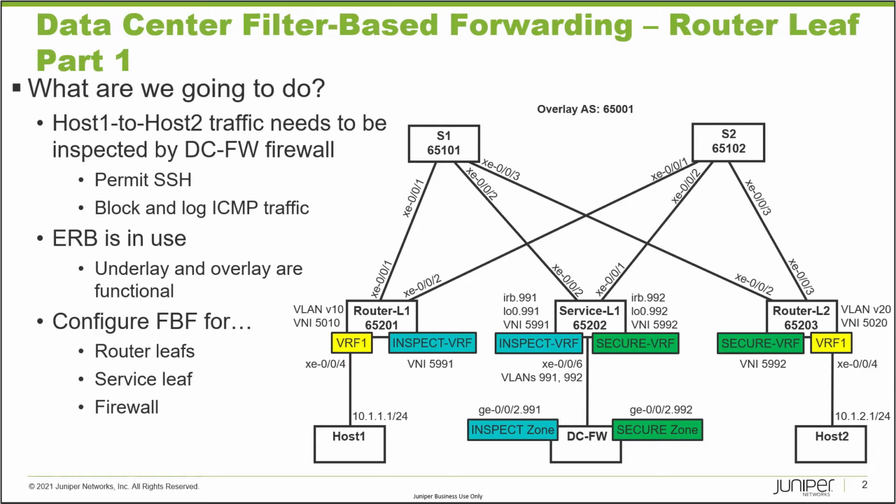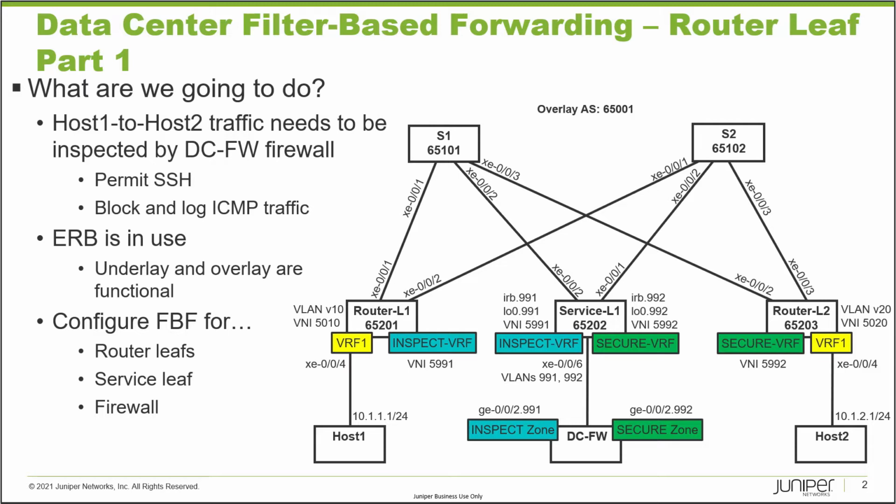And then we have VRF1, which they connect into, and which is on the router leafs, router L1 and router L2. Then we have the inspect VRFs. Now, the inspect VRFs are for the traffic that needs to be inspected. And then we have the secure VRFs, and that's the traffic that's already been inspected. And there on the firewall, you'll see the inspect zone and secure zone. So as traffic comes into the firewall, it'll be coming into the inspect zone. When it leaves the firewall, it'll leave on the secure zone.